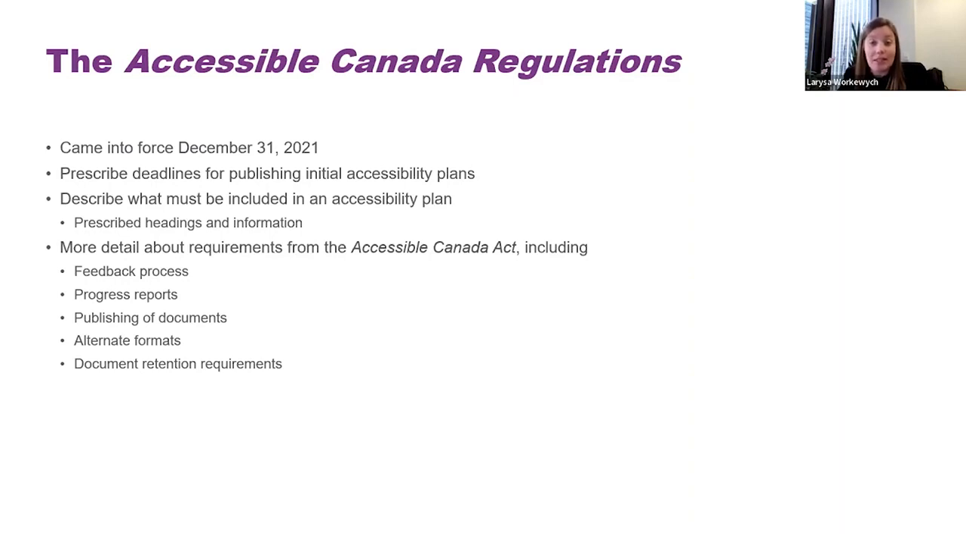So an example is broadcasting. The Canadian Radio, Television and Telecommunications Commission has its own accessibility requirements that are applicable to broadcasting undertakings and carriers and telecommunications service providers. So you would need to make sure you're complying with any of those requirements. Similarly, the Canadian Transportation Agency would be another example of a different regulatory authority that would apply to transportation providers in addition to the Accessible Canada Act.